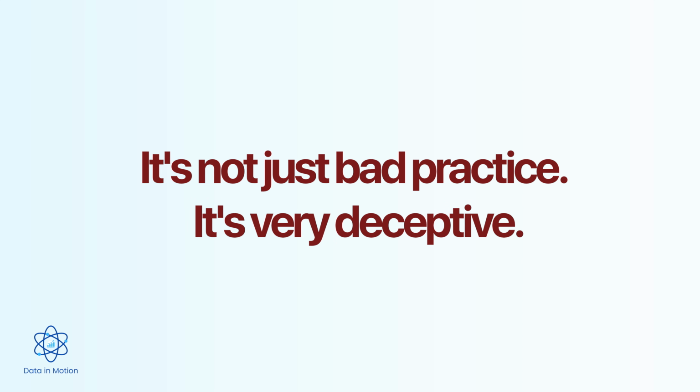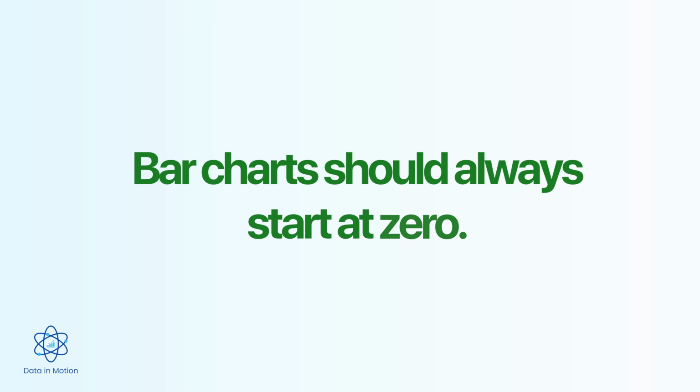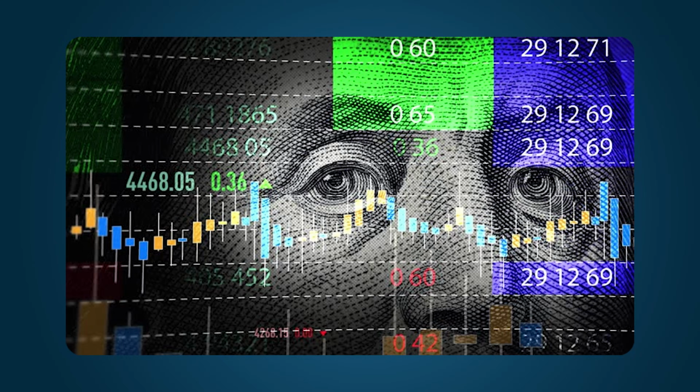This is documented research on misleading visualizations that happen all the time with politics. Manipulated scales are a common source of misinformation. So it's not just bad practice, it's very deceptive. Bar charts should always start at 0, period. Now there is one exception. Line charts tracking small fluctuations like stock prices or interest rates. You can truncate to show volatility, but label it clearly so no one feels tricked. But for bar charts, always 0.